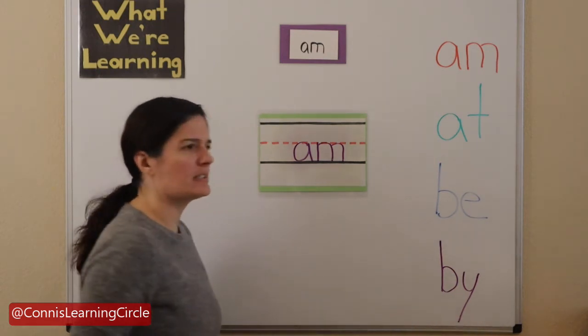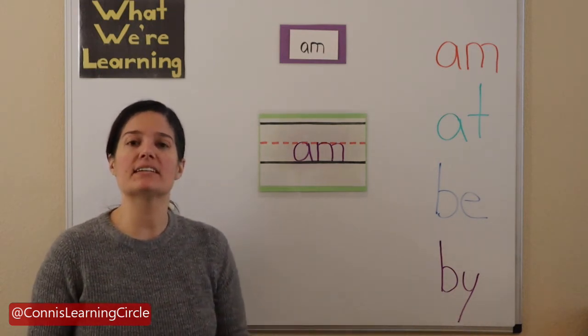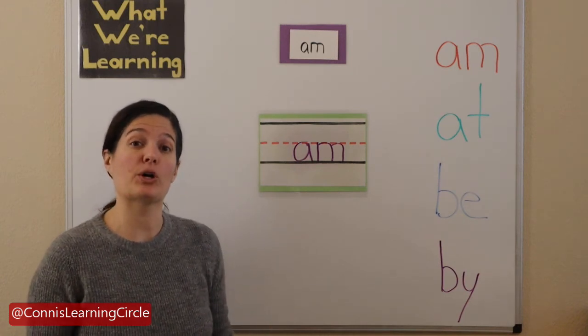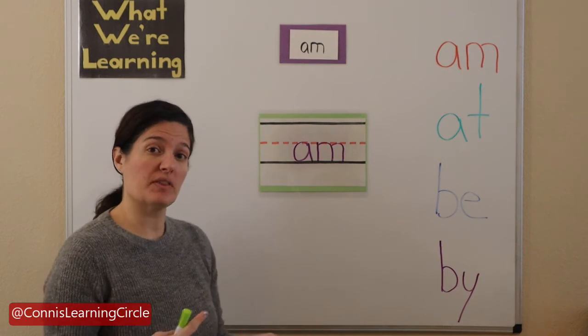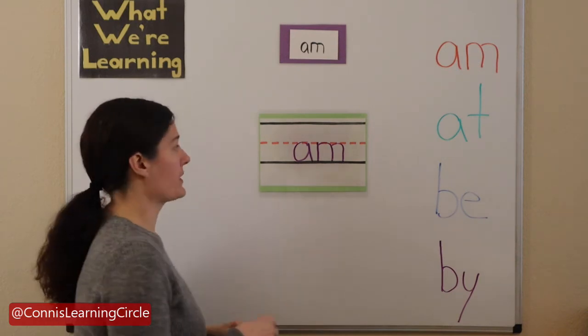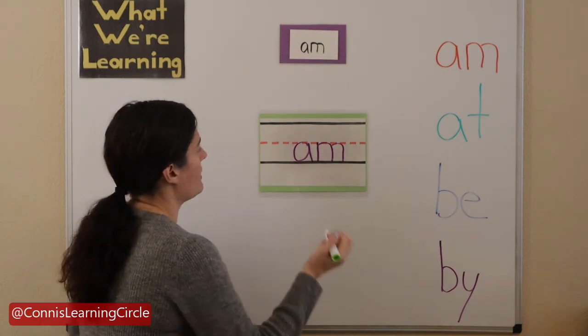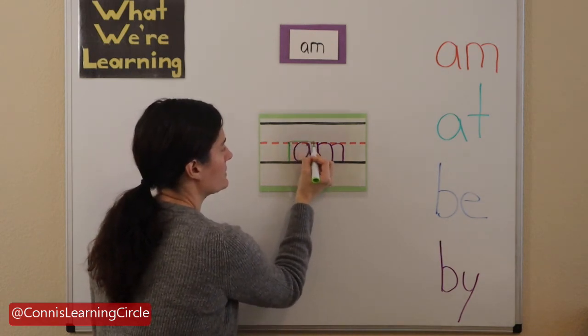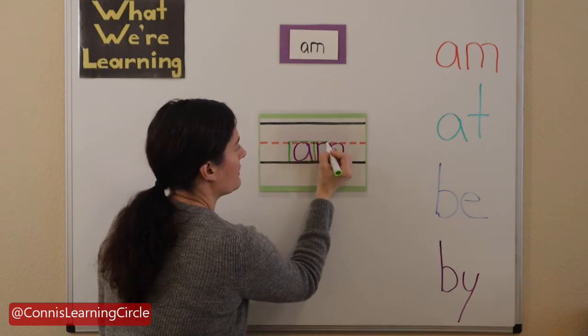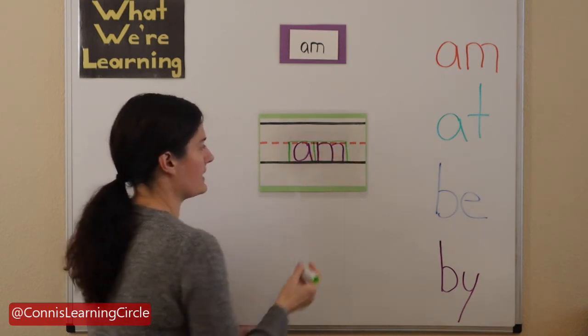So we talked about the shape of our letters. Let's get ready to look at the shape of our word AM and see how our word looks when we put those short letters together, okay? So we have our short letter A, just like that. And then we have a short letter M, just like that.